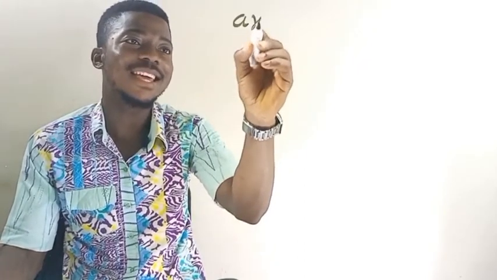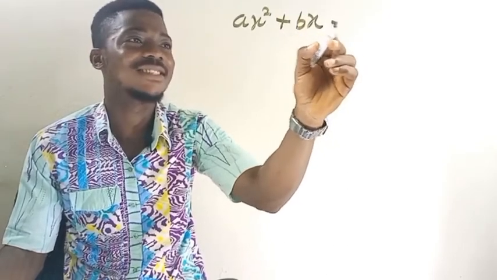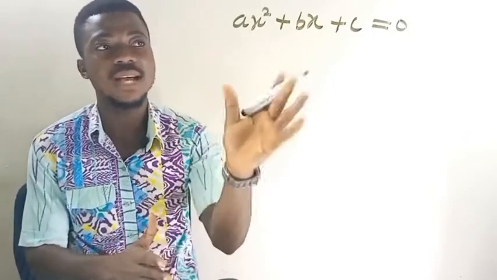All right, so a normal quadratic equation is in this form: ax squared plus bx plus c equals 0. So a normal quadratic equation has this form.